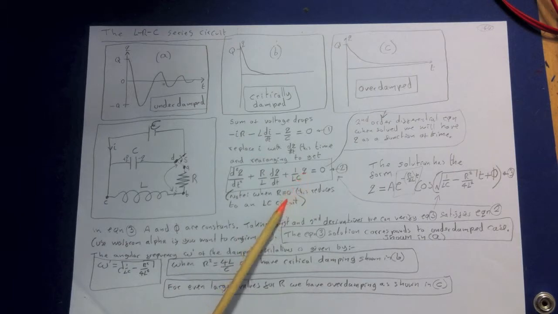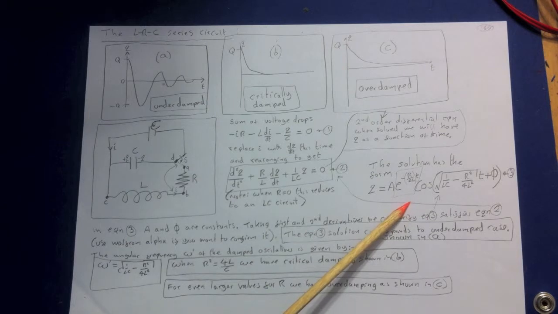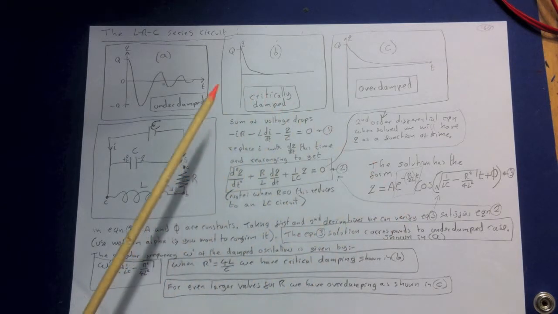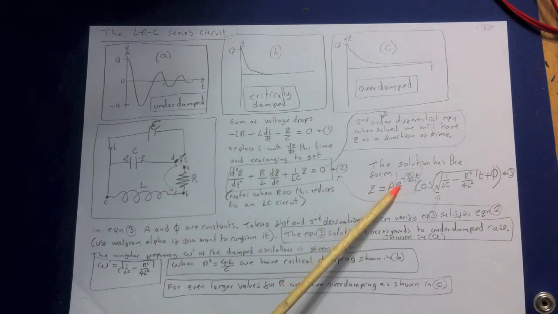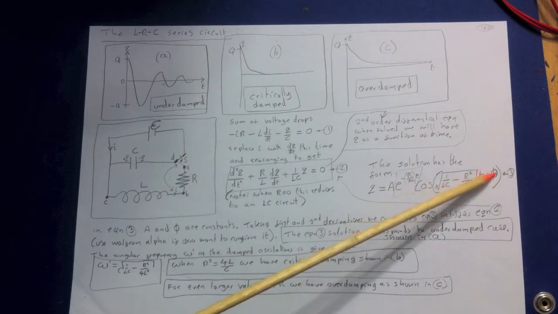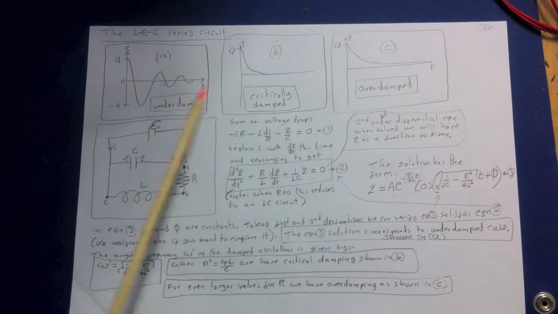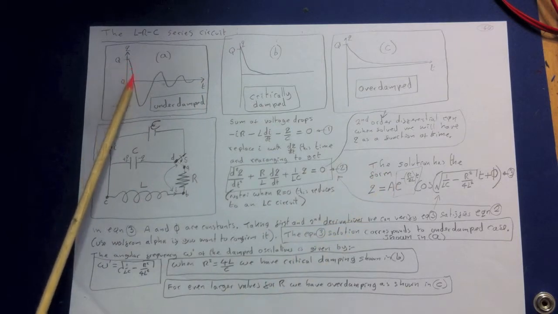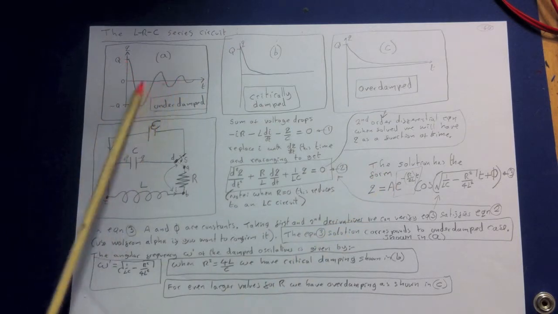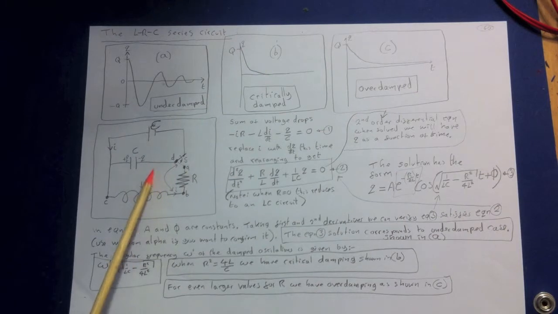There's no need to. This solution here corresponds to the underdamped behaviour shown in figure A. This is the amplitude part, and you can see over time it's getting smaller and smaller, and it's multiplied by this sinusoidal function, cosine. Obviously that produces this form here. So that nicely describes how the energy is dissipating in this LRC series circuit.